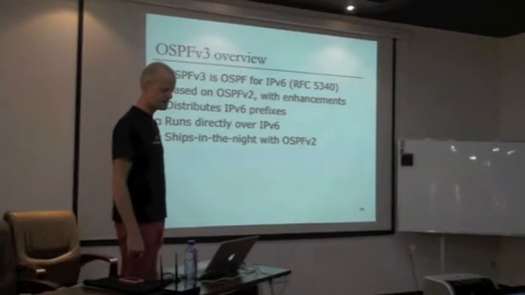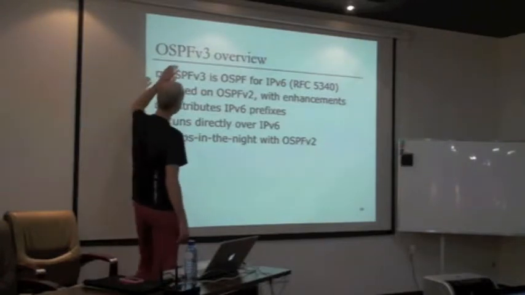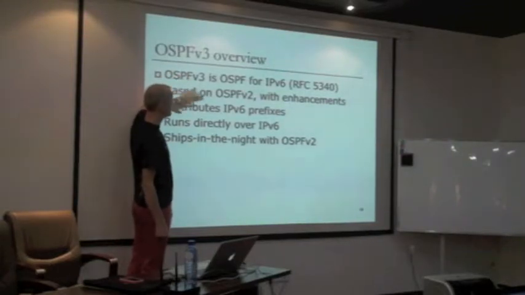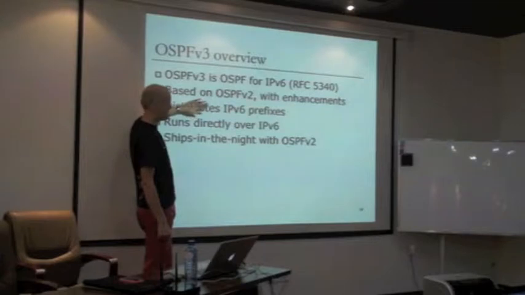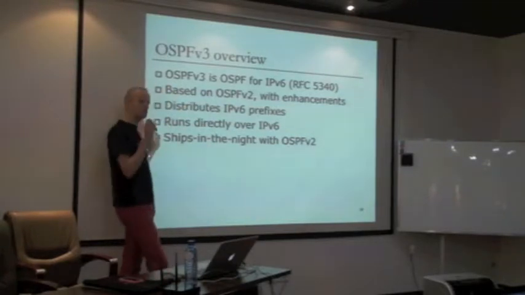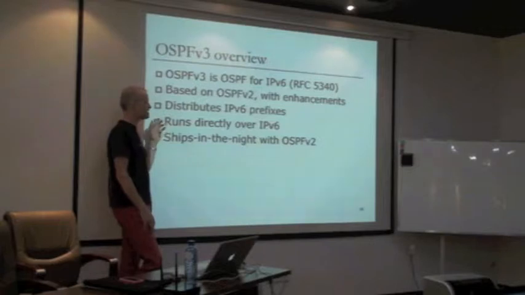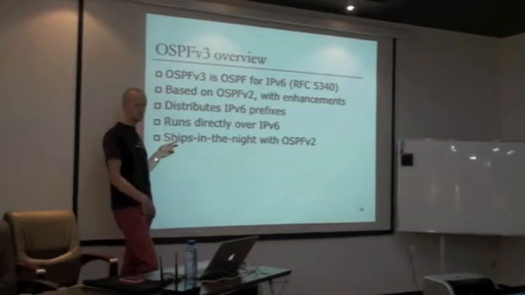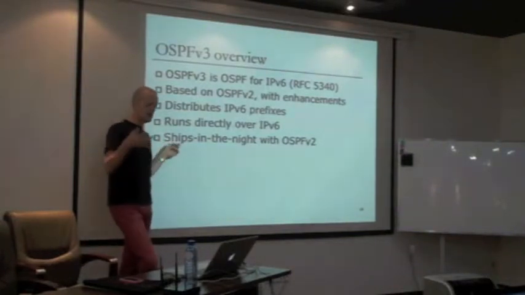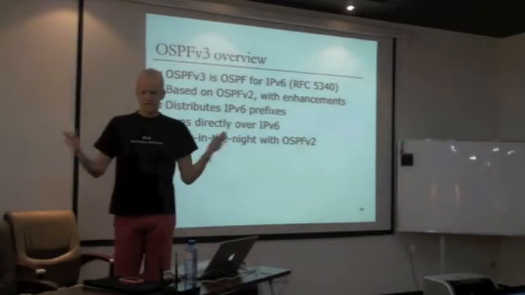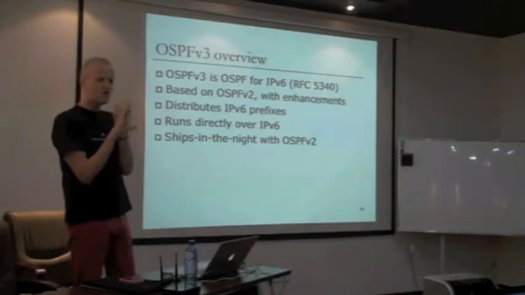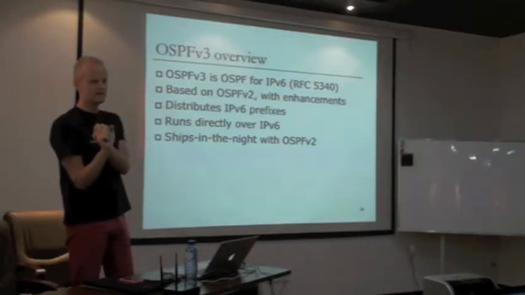OSPF version 3, well, OSPFv3 is OSPF for IPv6, based on OSPFv2, but it's only for v6 prefixes. That's the major important difference. It's only for v6 prefixes. It runs directly over IPv6 as well. It has no interaction with OSPFv2. So if you run OSPFv3 in one router, OSPFv2 in another one, they won't talk. OSPFv2 is only for IPv4. OSPFv3 is only for IPv6.